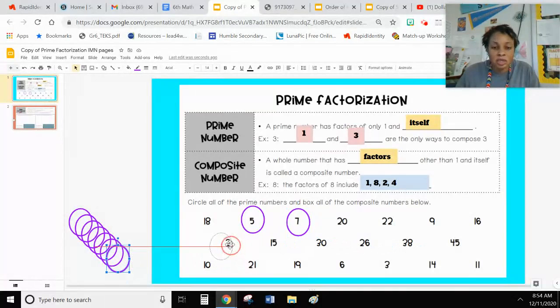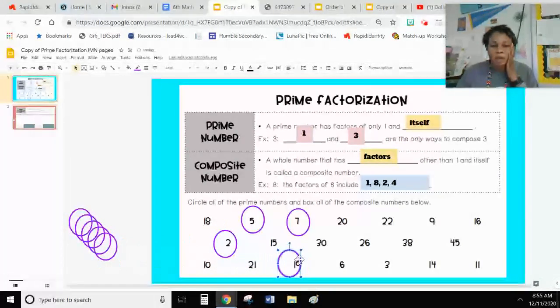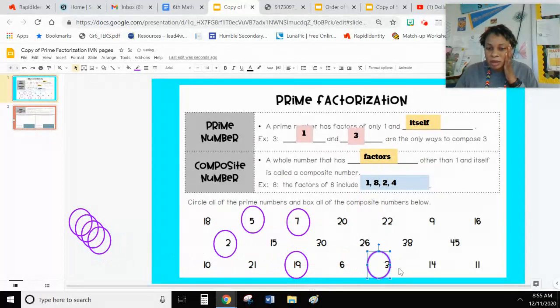2 is prime. 10, no. 21, no. 19, I think 19 is prime. I'm not sure. I can only think of 1 and 19. 6, no. 3, yes. 14, no. 11, yes.